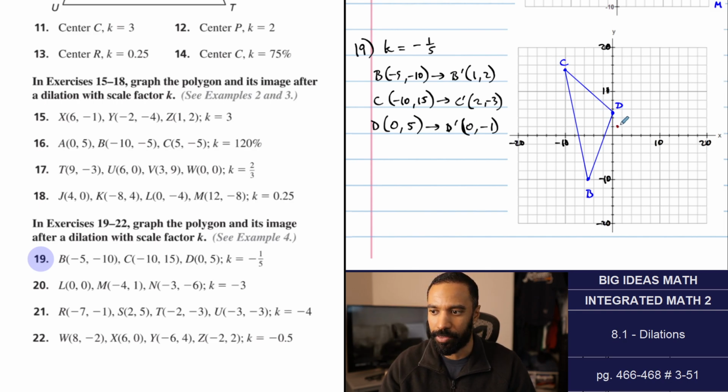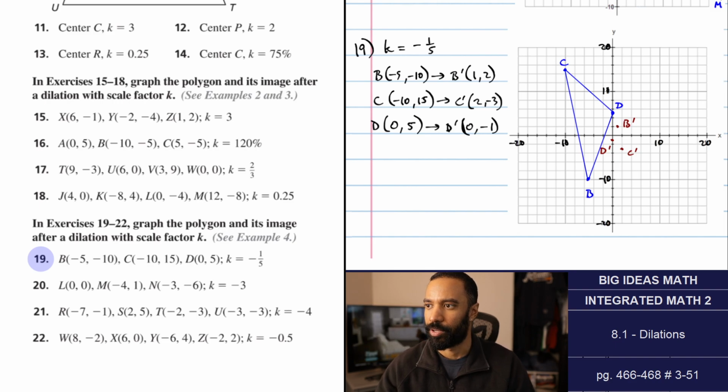We'll talk about how this thing works in general. C prime is at 2, negative 3. Remember, these are going by 2s. And D prime is at 0, negative 1. B prime, C prime, D prime. Okay. Yeah, smaller, yeah. And I did go by 2s.